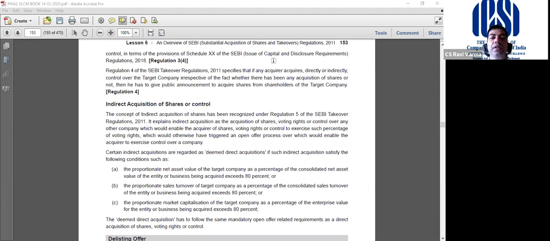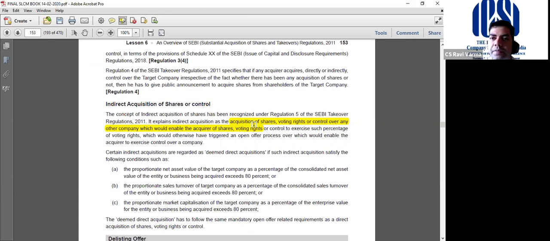What is indirect acquisition? It is explained as the acquisition of shares or voting rights over any other company which will enable the acquirer to exercise rights over a target company. A perfect example: you will say, sir, the target company has to be a listed company. Understood. Suppose this listed entity is a subsidiary of an unlisted company. Now I am acquiring that unlisted company. So you will say it's an unlisted company you are acquiring, so takeover will not come into the picture.